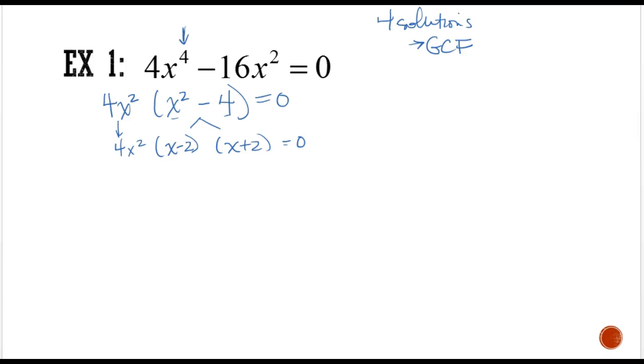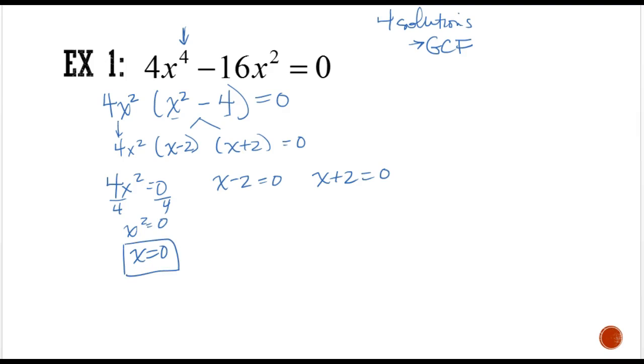Now I would set each component equal to 0 and solve it. If I divide by 4, I have x squared equals 0. That means x is 0. So this is actually 2 solutions because this squared means it's a double root. That's 2 solutions right there. Now this one, if I solve this, I get x equals 2. And if I solve this one, I get x equals negative 2.